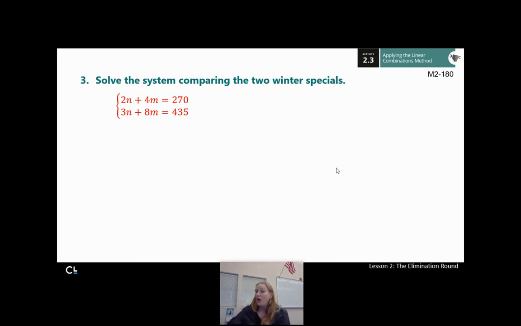Now, there are many ways you could do this. For me personally, I looked at this and I thought, you know what? 2 and 3 are not opposites. And yeah, I could multiply both equations to make 6s out of them, and I could do that. But I noticed that if I doubled 4, I would get 8. So I thought, you know what? I can multiply this equation, both sides, by a -2. So that's what I'm going to do.